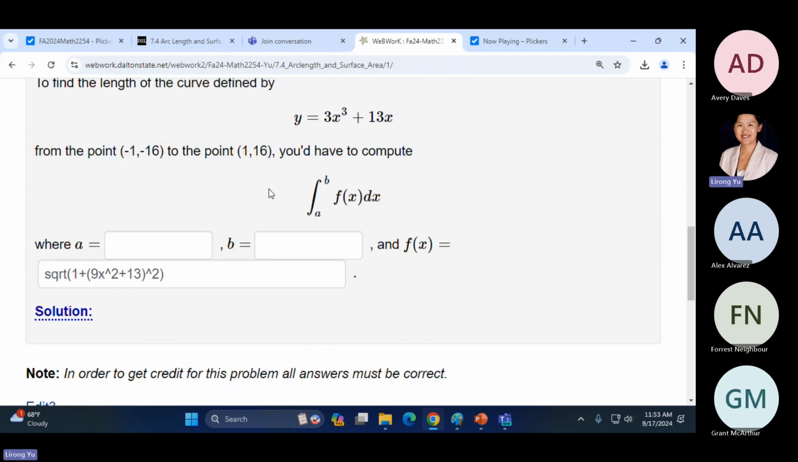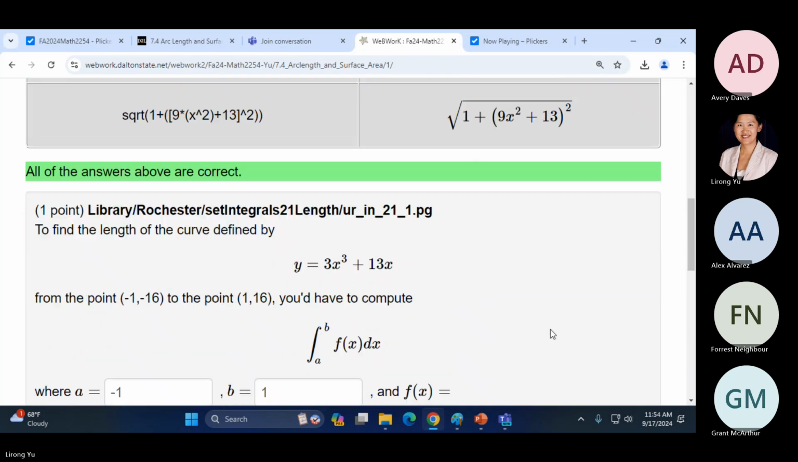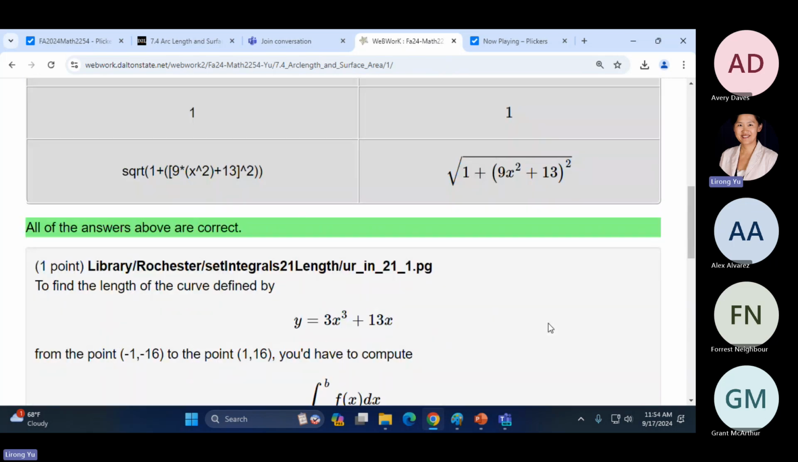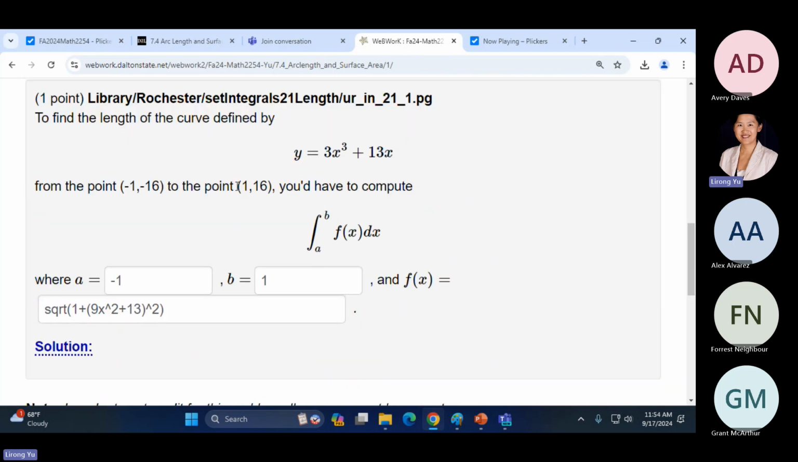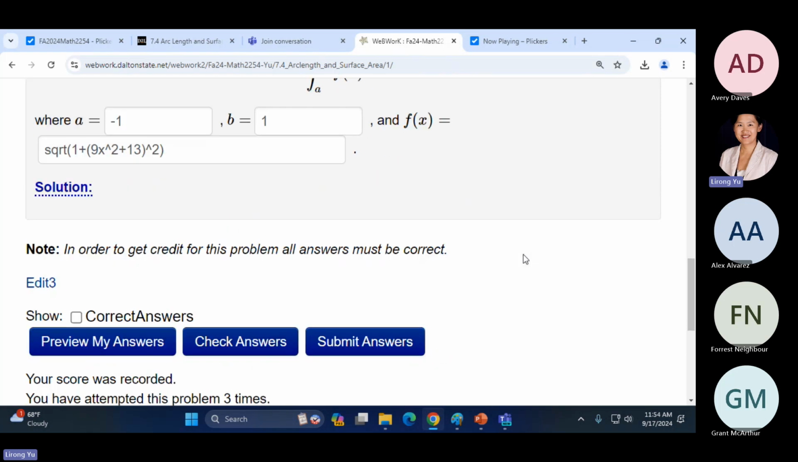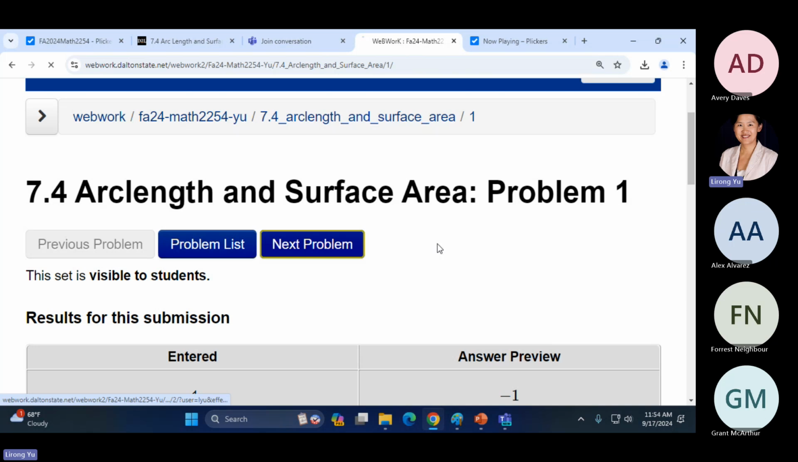Okay. But you just enter your A and your B. Right. -1 and 1. Thank you. So you can double check to see if it entered the way you wanted to enter. Sometimes you can change the format. Yeah, this question does not want any partial credit. You have to have everything answered correctly to get credit.